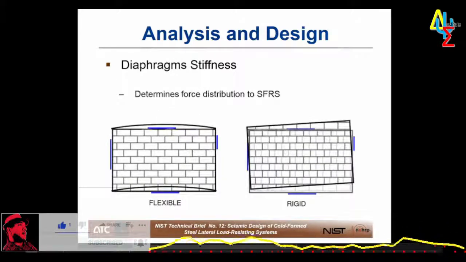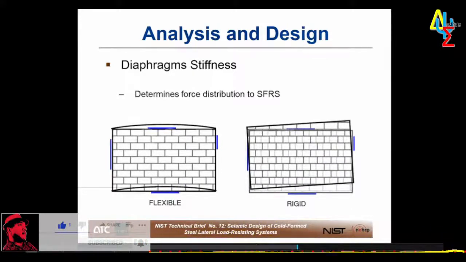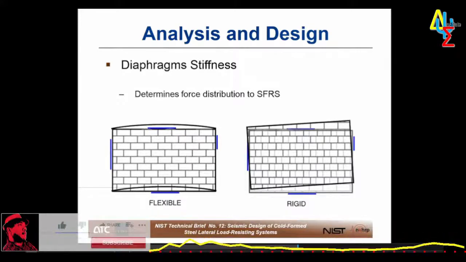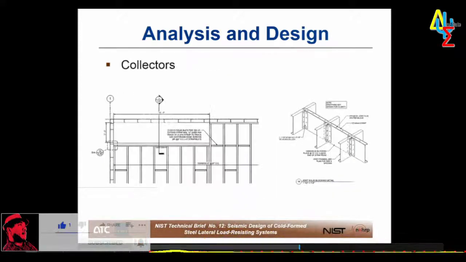And diaphragm stiffness, like rigid versus flexible versus semi-rigid, can determine how the forces are distributed to the seismic force resisting system. However, ASCE 7 allows untopped diaphragms with light frame construction to be idealized as flexible, regardless of how stiff the diaphragm would be by calculation. That idealization can simplify the design, and it does have a history of working well. Now, it may not be perfectly realistic for some scenarios, but it does seem to get the job done. We'll talk a little bit more about that later on when we touch on the research done for CFS-NEES. But the equations for estimating wood structural panel diaphragm stiffness are included in the S400 commentary.